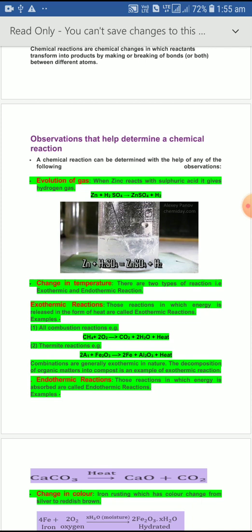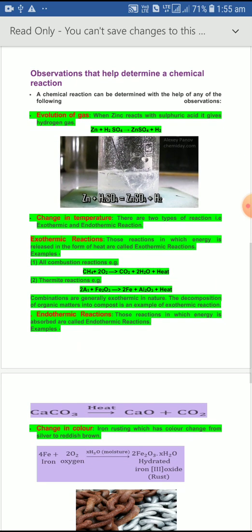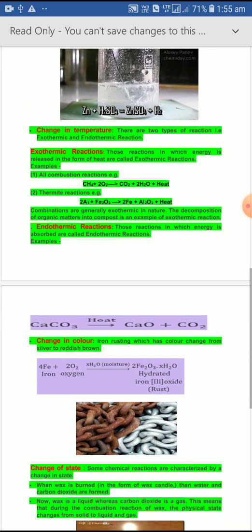Combination reactions are generally exothermic. In my next chapter, we will study combination reactions. Now remember, combination reactions are generally exothermic in nature. Our next change is the endothermic reaction: those reactions in which energy is absorbed. When energy is released, it is known as exothermic. When energy is absorbed, it is known as an endothermic reaction. For example, when you heat calcium carbonate, it converts into calcium oxide along with the evolution of carbon dioxide gas.